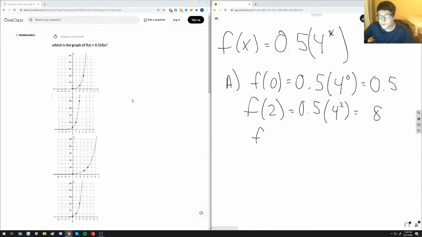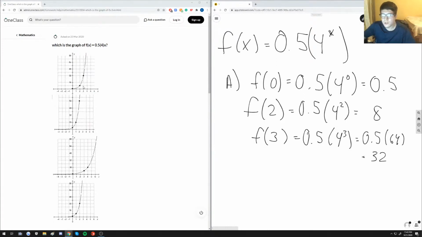Afterwards, we're going to test the final x value, which is at x equals 3, and at x equals 3 we're going to evaluate this function. So this is going to be 0.5 times 64, which is 32. And as we can see right here at x equals 3, this function does return a value of 32, and it's graphed at (3, 32), so I would already go with answer choice A being the correct one.